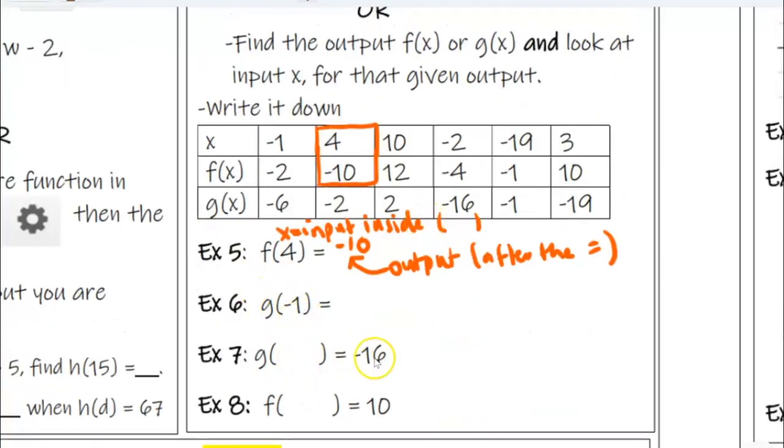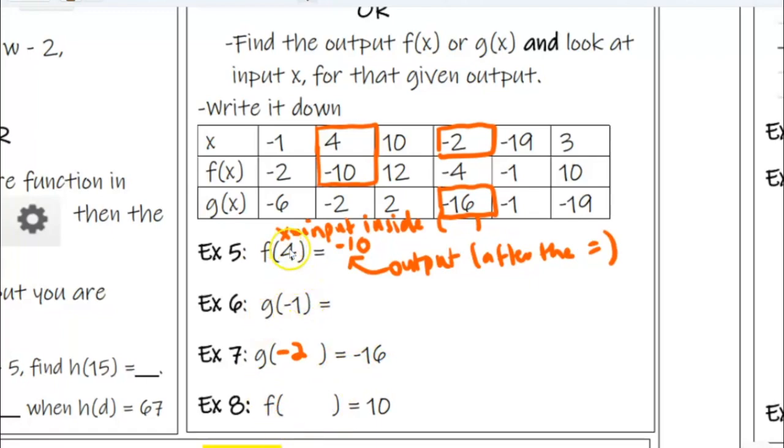So if my output of g, here's my g, if output of g is -16, so this is my output right here, which is -16 right here. If my output is -16, what's my input so that it gave me that? It's the x1, which is -2. All right, so g of -2 is going to be equal to -16. So again, you go ahead and do this question.